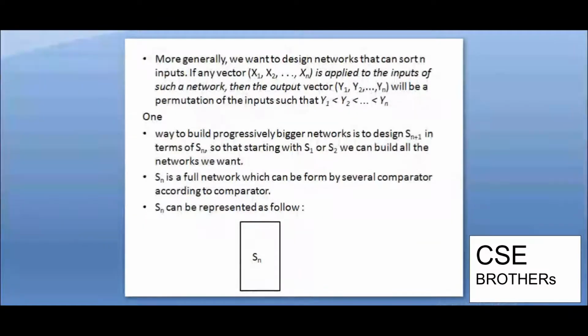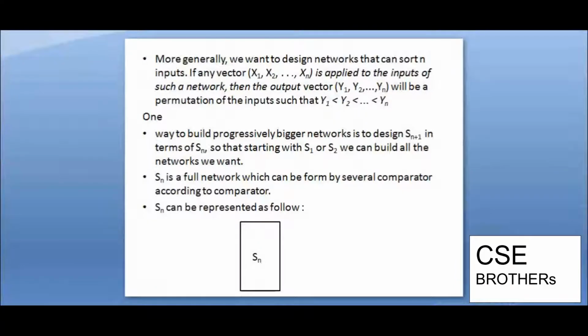More generally, in real life we do not have exactly two elements, but more than two. Suppose we have a vector like x1, x2 up to xn, and we have to sort them. It gives us the output y1, y2 up to yn, which is a permutation for which we can say that y1 is less than or equal to y2 up to yn, which is ascending order.